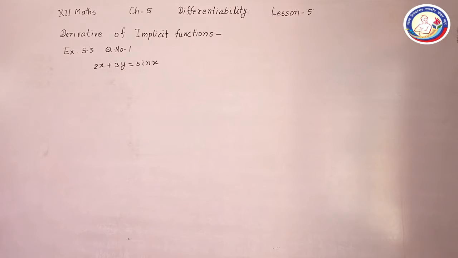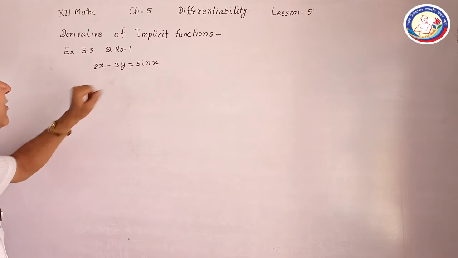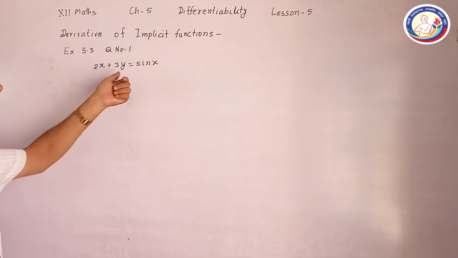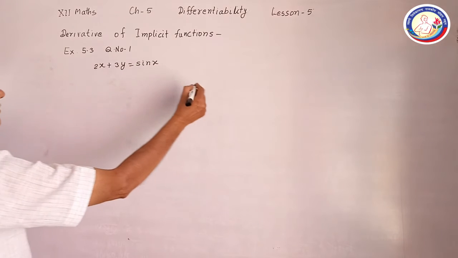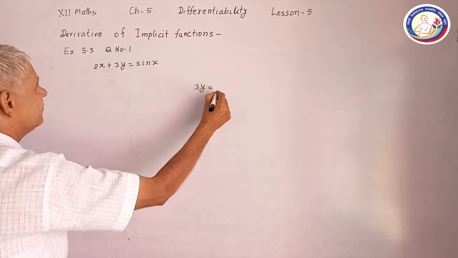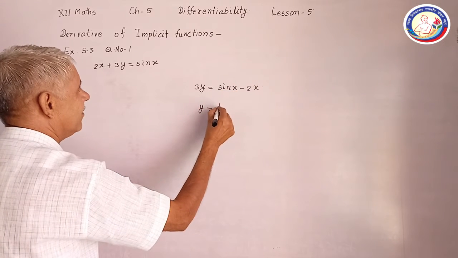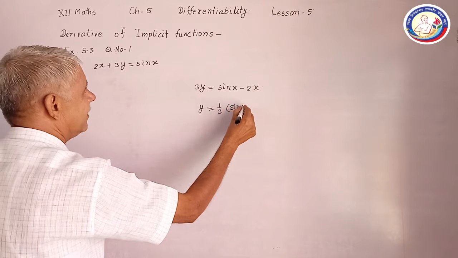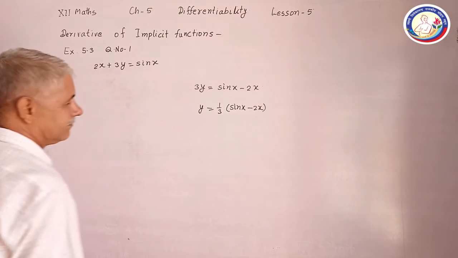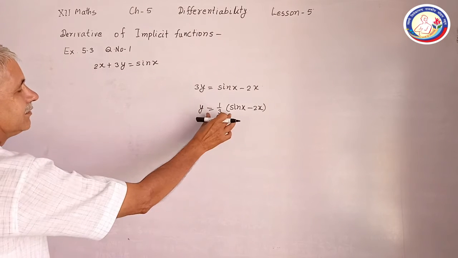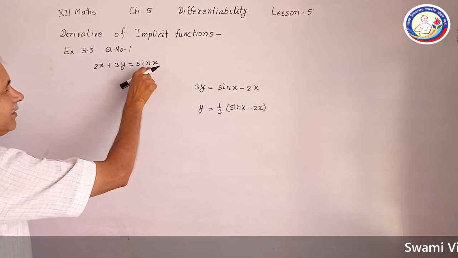In this function, we are given it in a form of equation. If we want to find the value of y, we can find it. We can express y in terms of x, such as 3y equal to sin x minus 2x, or y equal to 1 by 3 (sin x minus 2x). So this is the standard form of function, but this is implicit function.